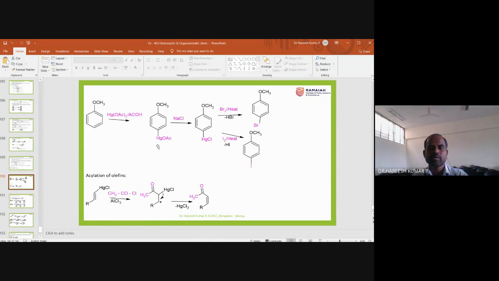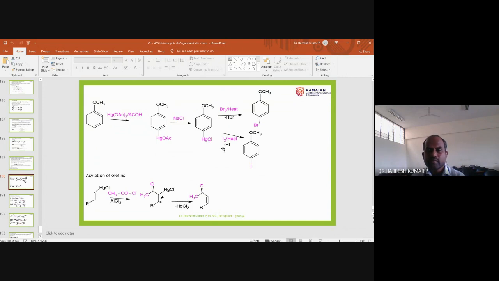Now what you can observe, HgOAc. Here OAc can be replaced with chlorine. So when this moiety is treated with sodium chloride, OAc is replaced with chlorine. That means methoxyphenyl mercuric chloride is obtained. And what is the leaving group here? Sodium acetate is the leaving group. So this is a mercuric compound.